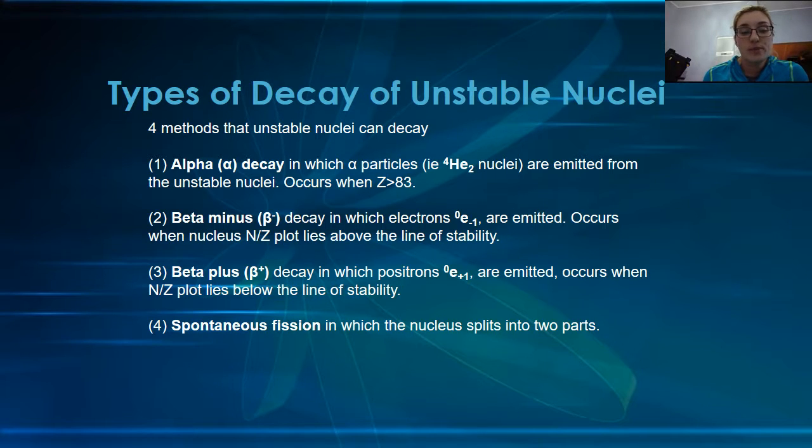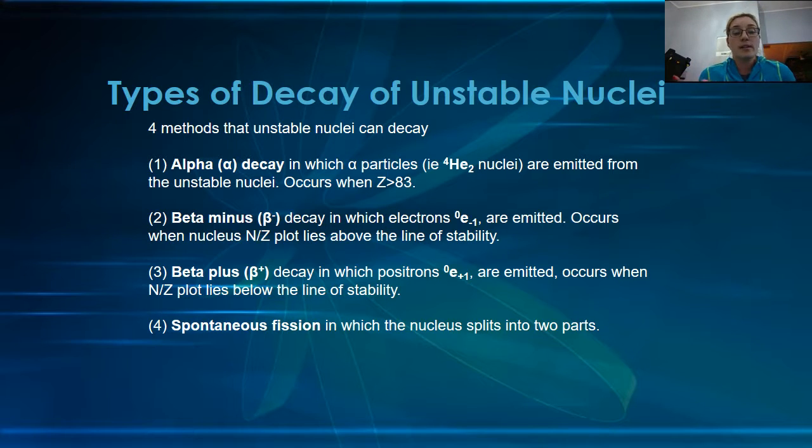As I just said before, there are a couple of different ways that an unstable nucleus might decay and try to become more stable. The first way is to undergo alpha decay, in which case a helium nucleus, that has 2 protons and 2 neutrons without any electrons, is emitted from the unstable nucleus. This occurs when we have an atomic number above 83.